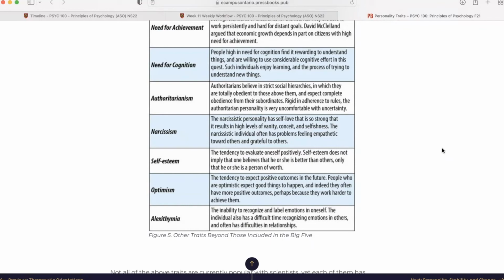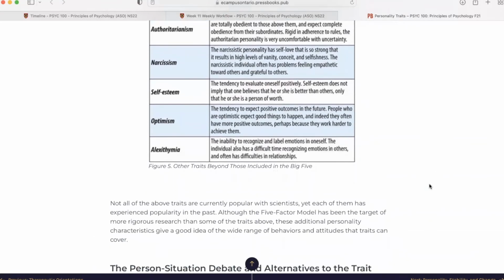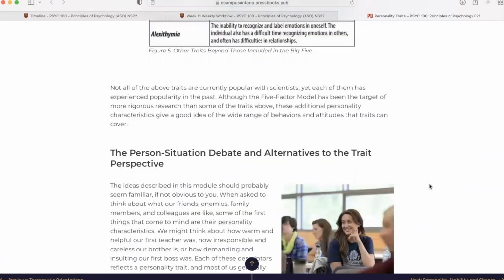And the last one is alexithymia, the inability to recognize and label emotions in oneself. The individual also has a difficult time recognizing emotions in others and often has difficulties in relationships. So, those were the other traits beyond those included in the Big Five.